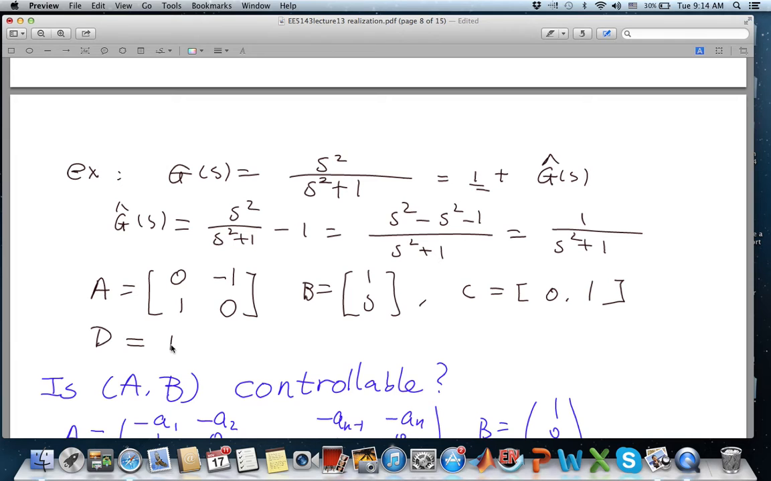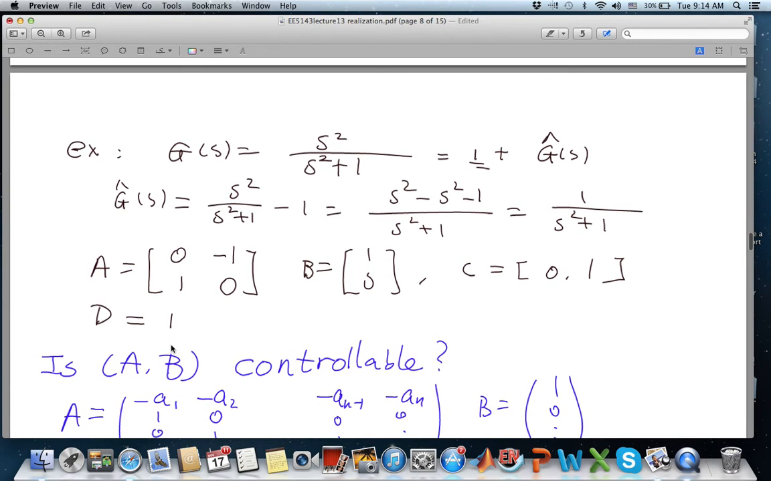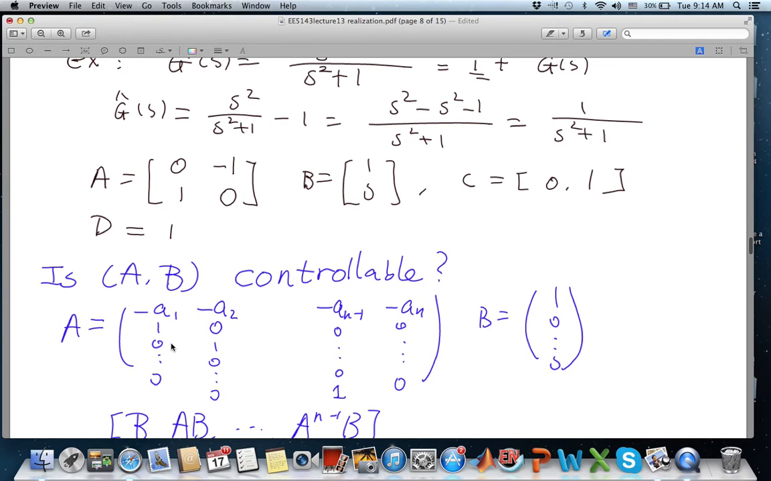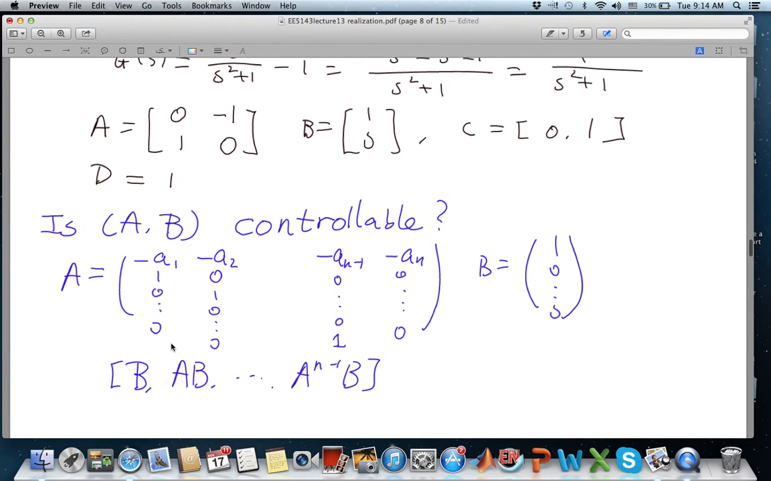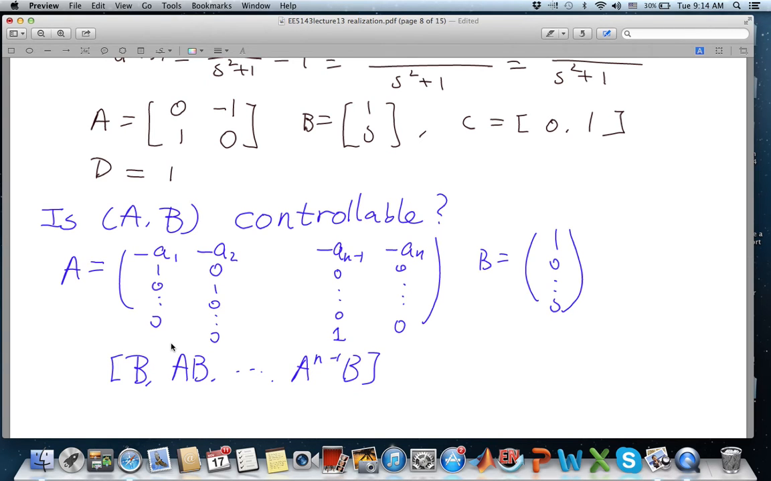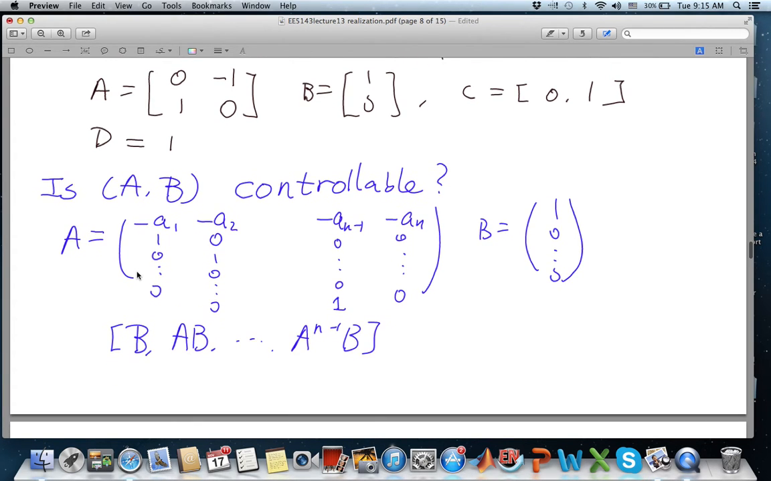Okay, so far we have showed you guys how to realize a system with state space representation based on the transfer function. Okay, and after we have the state space representation, as we showed before, we need to check whether your system is controllable or observable. So let's look at the current realization. What we have is my A matrix is going to be -A1, -A2 until I have -AN, and then in the lower left bottom I will have an identity matrix and all the other elements will be 0. And my B matrix is going to be 1, 0, 0, 0. Okay, so what I want to see is whether this B, AB, A squared B until I have A to the power of N minus 1 B is going to have full rank or not.